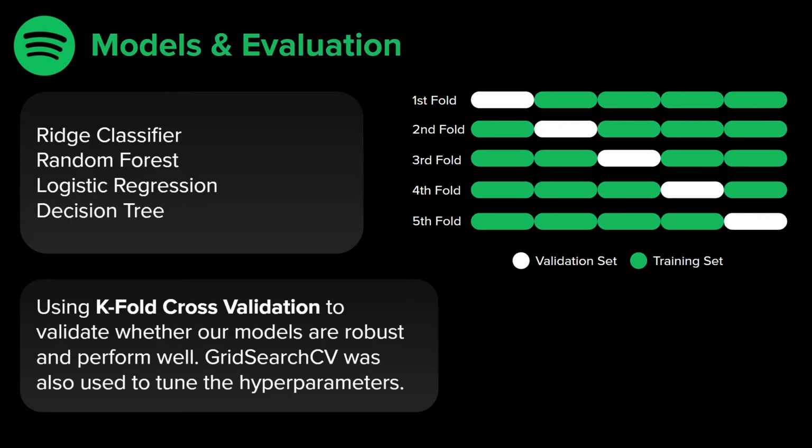As you can see here, we decided on a few models: ridge classifier, random forest, logistic regression, and decision trees. We also used k-fold cross-validation to validate whether our models were robust and performed well. And with that, we used sklearn's grid search CV to tune the hyperparameters.